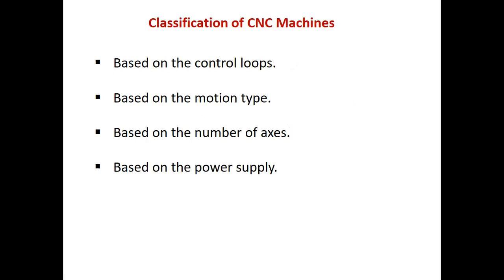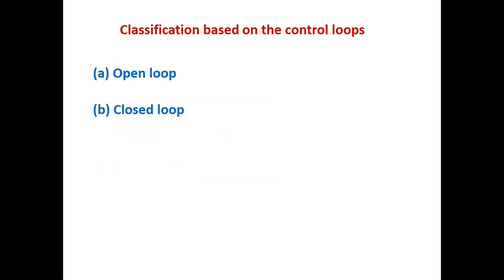So CNC machine is classified into 4 types. First is based on the control loops, second is based on motion type, third one based on number of axes, and the last one based on the power supply. So the first one, that is based on the control loops, there are 2 types of CNC machine. One is open loop and second one is closed loop.